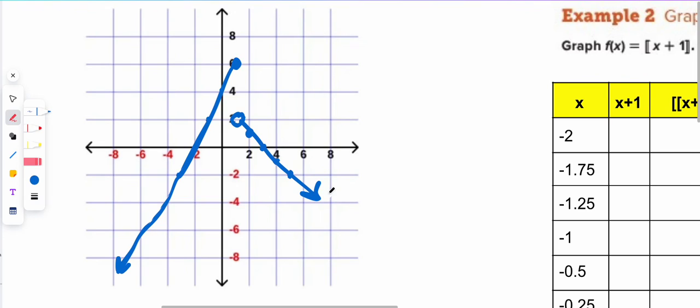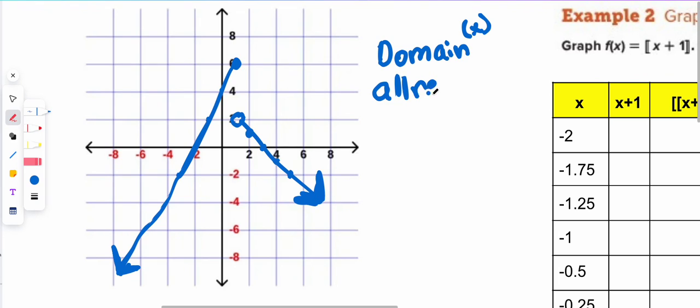Now I also wanted us to state the domain and range. So our domain is our x values. When I look at my graph, since it continuously goes left based off the arrow down here, and then it continuously goes right based off the arrow down here, that tells me my domain will be all real numbers, because no matter what x I pick, there is a point that exists on this graph.